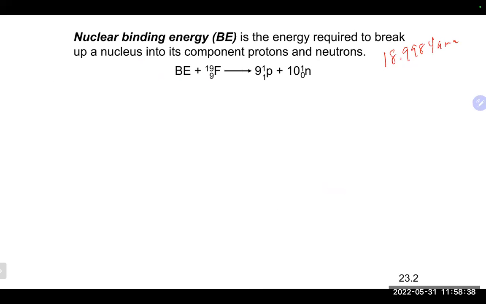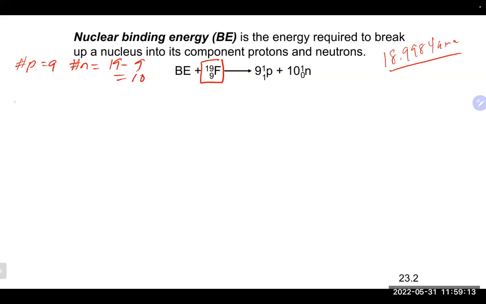So let's look at an example here. We have this isotope of fluorine that has a mass of 18.9984 AMU, and we want to calculate the nuclear binding energy per nucleon. We could do this by first figuring out the number of protons, which should be 9 in this case, equal to the atomic number. The number of neutrons is 19 minus 9, which would be 10.